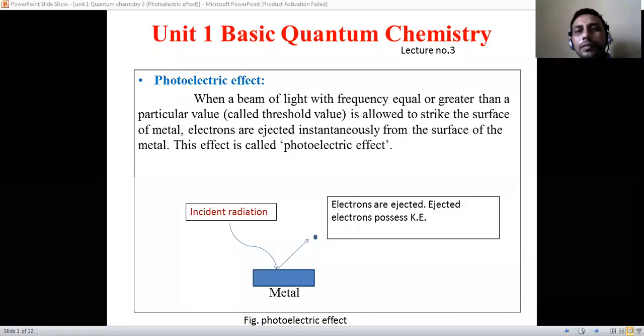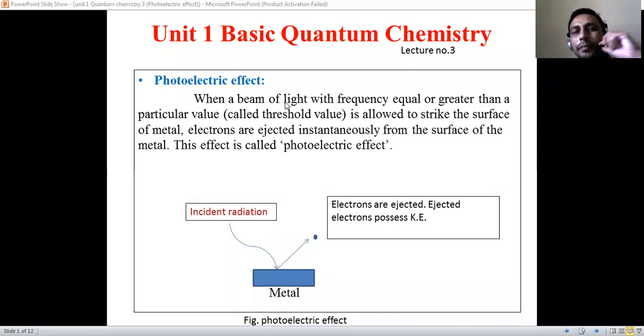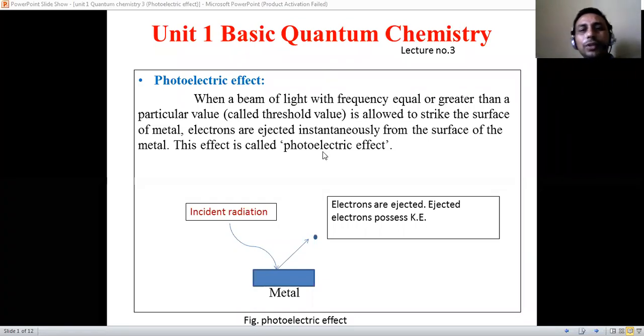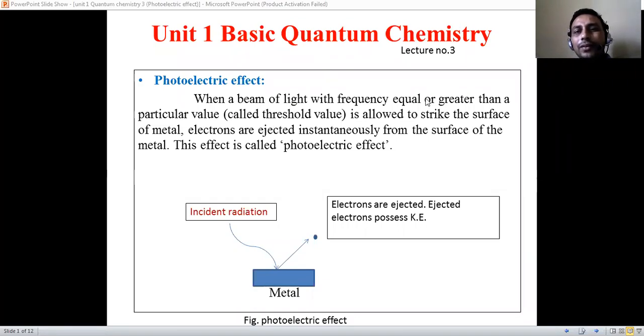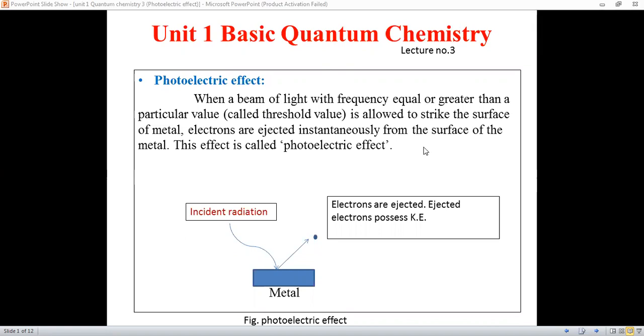Today let us discuss the basic quantum chemistry in that, the photoelectric effect. So when a beam of light with a frequency equal to or greater than a particular frequency, that is the threshold value, is allowed to strike the surface of a metal, electrons are ejected instantaneously from the surface of the metal. This effect is called the photoelectric effect.